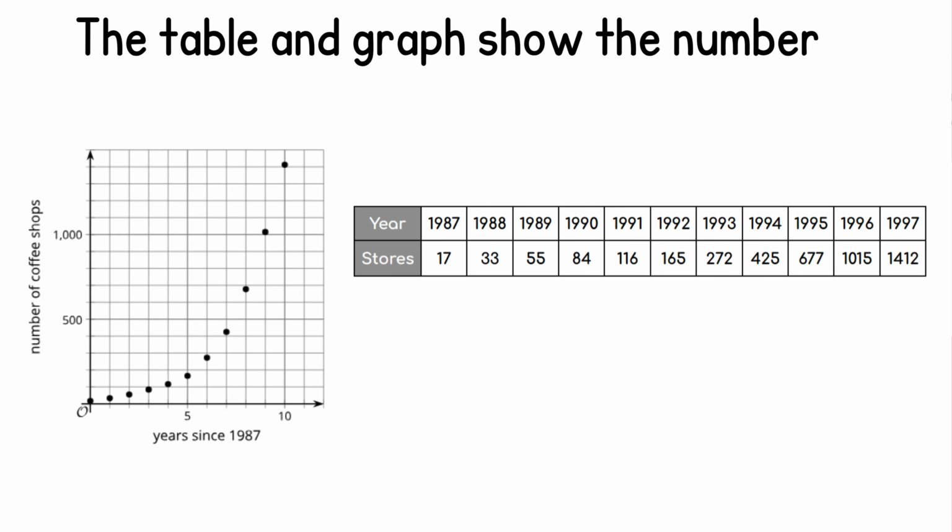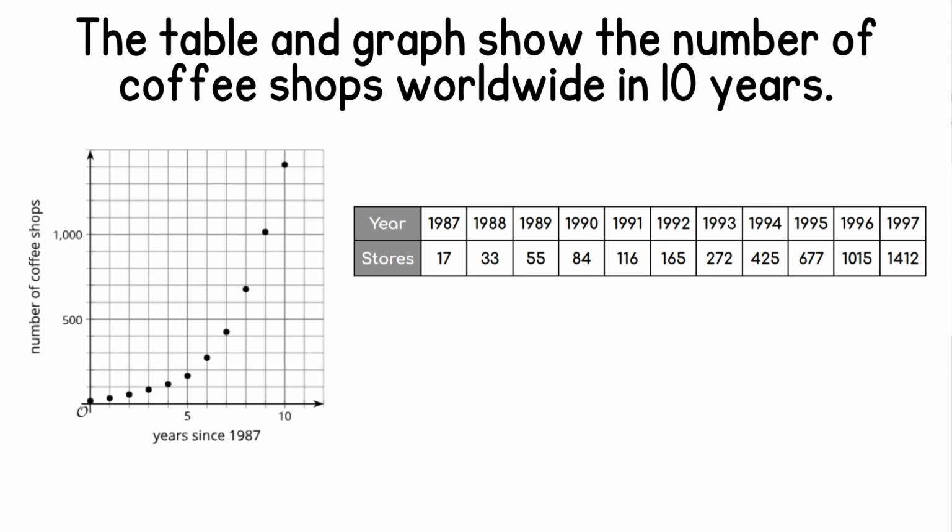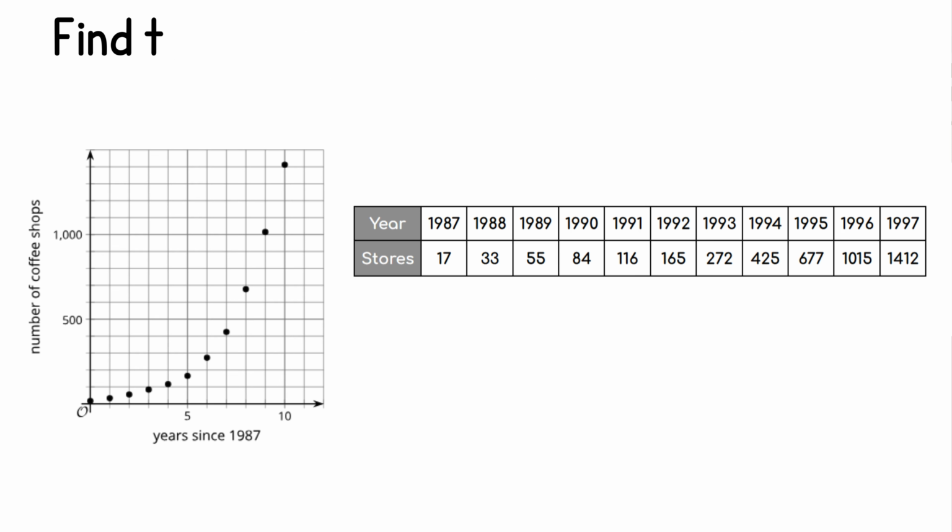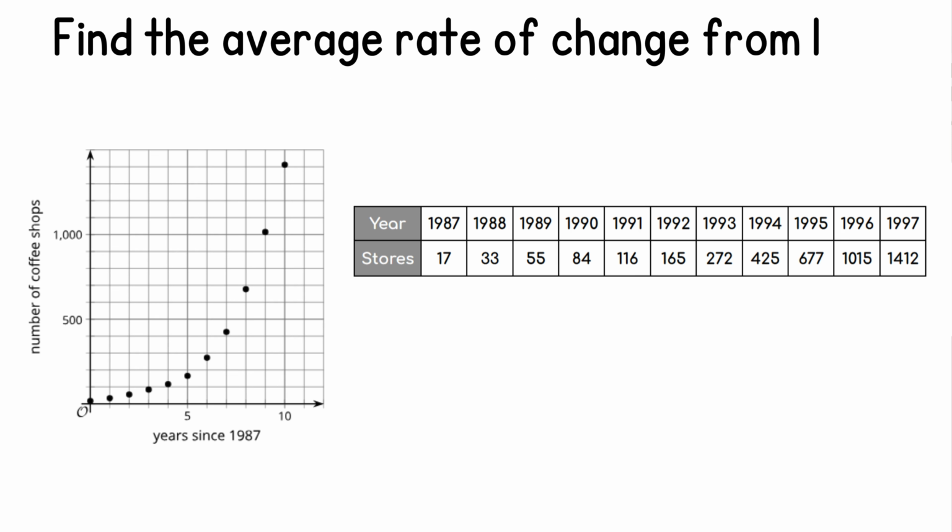The table and graph show the number of coffee shops worldwide in 2 years. On the graph, we can see that the x-axis represents the years since 1987, and the y-axis represents the number of coffee shops. And in the table, the top row shows us the year, and the bottom row shows us the number of stores. We're going to find the average rate of change from 1987 to 1990. We'll use the table, and we'll call our first point in 1987 point A, and point B will be the year 1990.